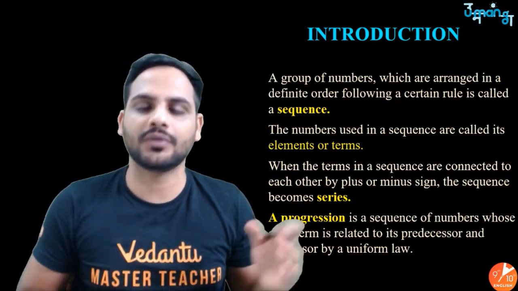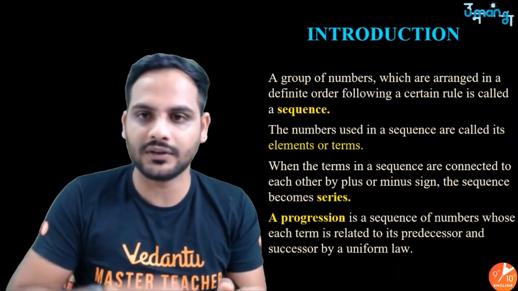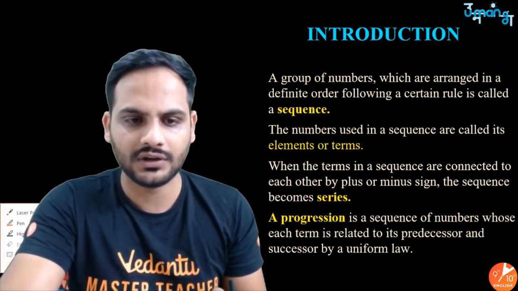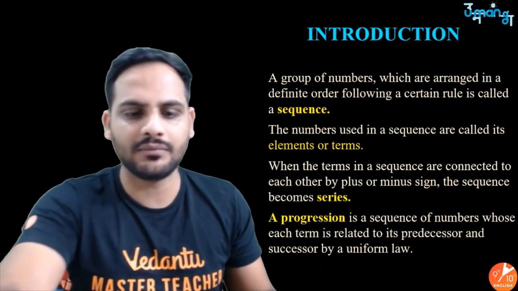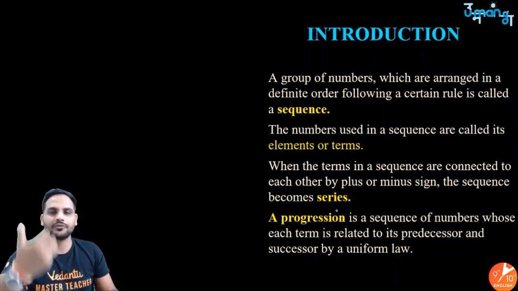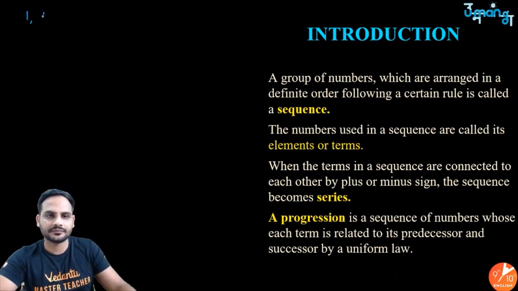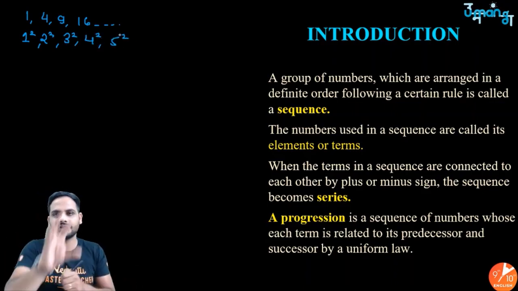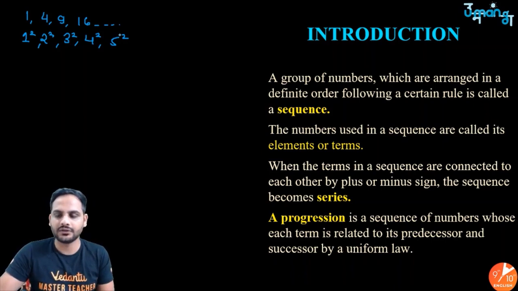So what is an arithmetic progression? Before that, we need to understand what is a sequence. A group of numbers which are arranged in a definite order following a certain rule. Some rule must be followed by them. If some rule is followed by them, then yes, it will be a sequence. For example, if I write 1, 4, 9, 16 and so on, you can see the sequence is following the rule of 1 square, 2 square, 3 square, 4 square, and I can guess the next part, that is 5 square. So you can guess the next digit by looking at that order, right? So that will be a sequence.